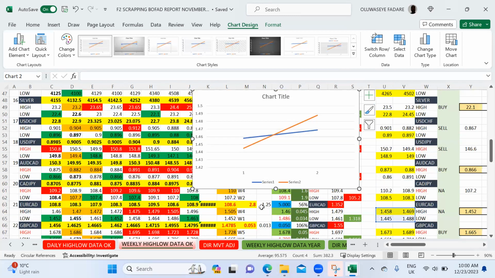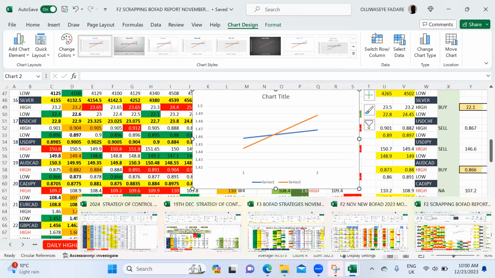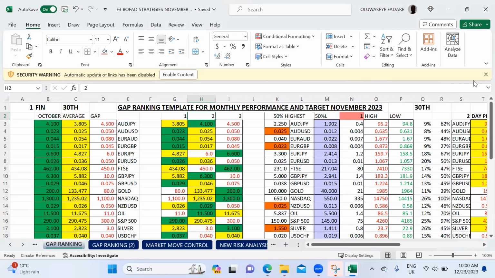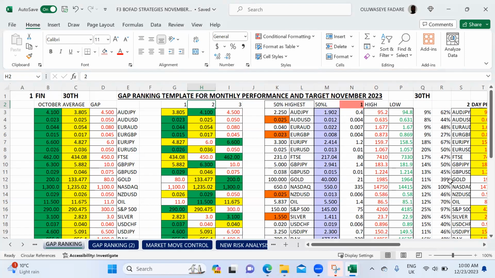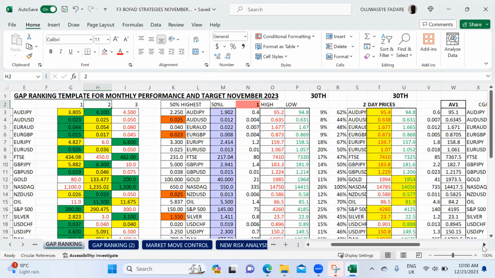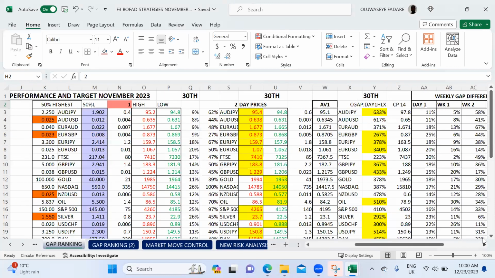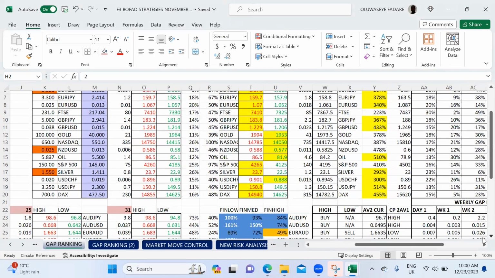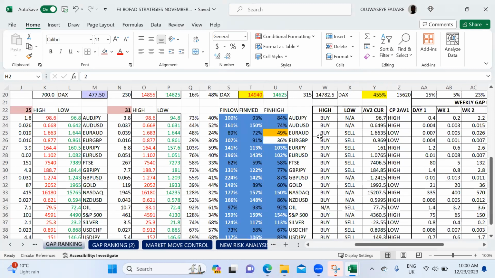Okay, so that's all about the scrapping report. So let's go back to the Bofad strategy report for the month of November. So this is the Bofad strategy report. As you can see here, let's look at the final decisions and the updates for the course of the month. So you can see these are our final decisions.